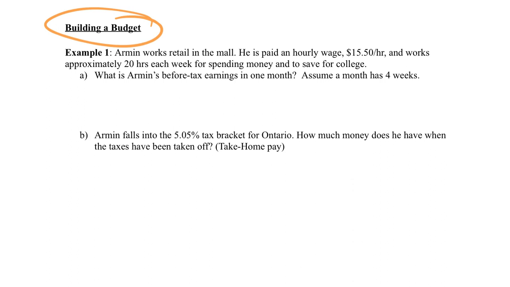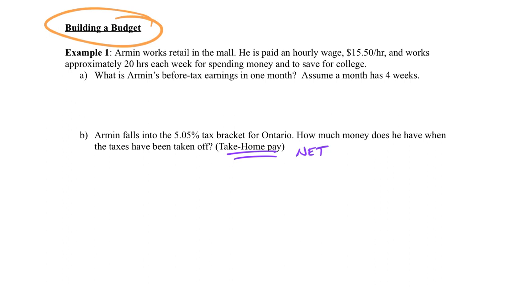So what is Armin's before tax earnings in 1 month? And we'll assume that a month has 4 weeks. For problem B, Armin falls into the 5.05% tax bracket for Ontario. How much money does he have when the taxes have been taken off? Something that's referred to as your take-home pay or your net pay. Okay, what I want you to do is pause the video and work your way through A and B and see if we can match up. Okay, pause it now.